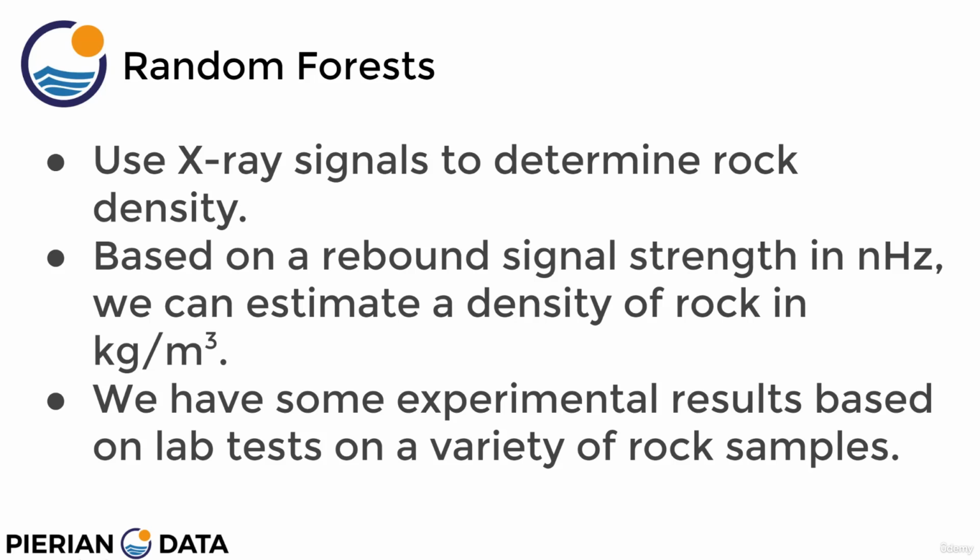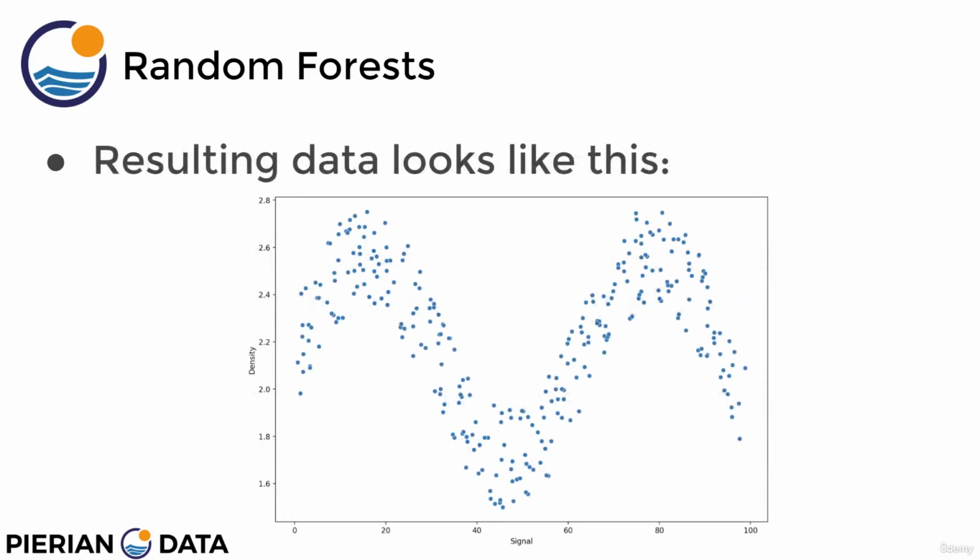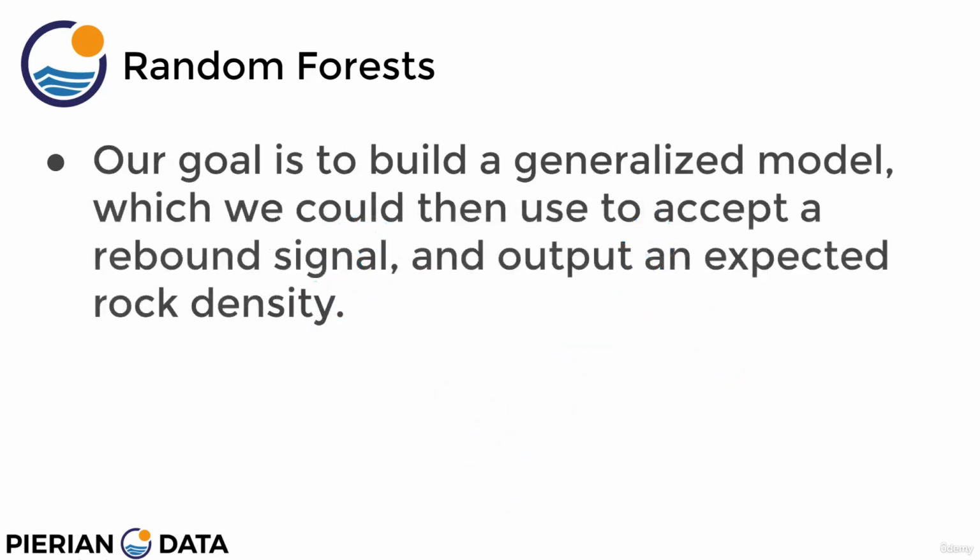So what we did is we went to a lab and then we tested a wide variety of rocks with different densities, and then we tested the rebound signal in nanohertz. So we got something that looks like this. So keep in mind that we have here a signal and the rebound that was sent out versus the density of the rock. And what we want to be able to do is, with this artificial data set, create a generalized model, which could then be used to accept a rebound signal and output an expected density.